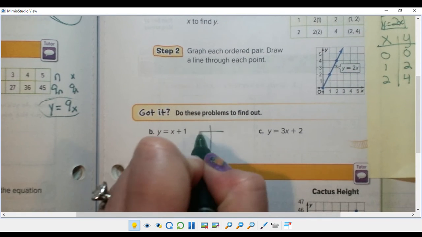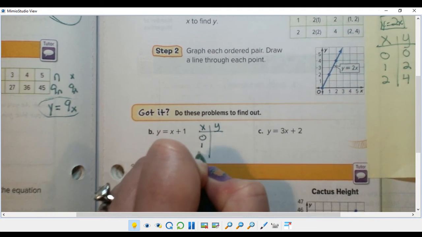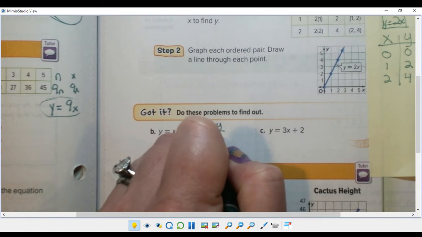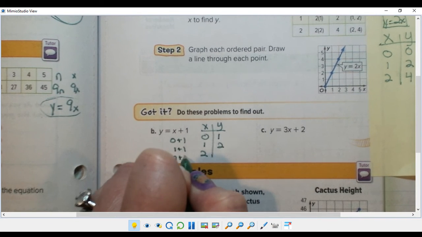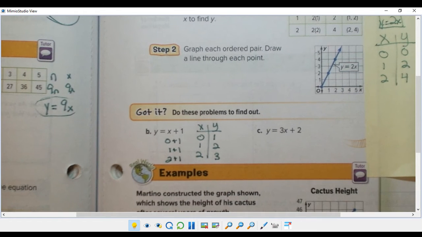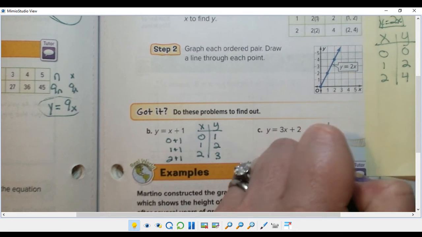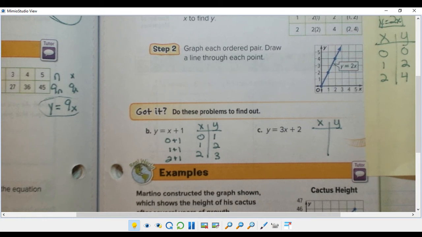So we're going to make our T-chart, X and Y. Pick any numbers that you want. I like 0, 1, and 2. They're small. They're easy. So now it's going to be 0 plus 1, 1 plus 1, and 2 plus 1. There I've made my ordered pairs. Didn't write them as ordered pairs, but they'll turn into it. All right, we can do the same thing here. You give it a shot. Pause the video, and when you're finished, come back and unpause and see how you did.